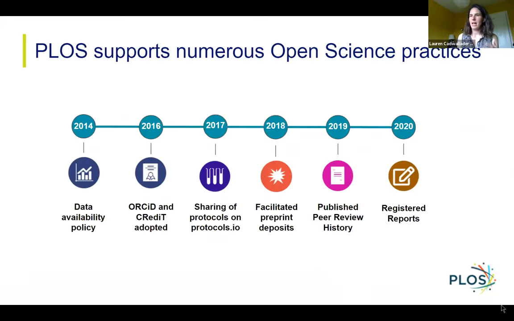For those of you who don't know PLOS, we're a non-profit open access publisher, and open science is really core to our mission. So we've been adding open science features to our suite of journals from 2014, when we launched our mandatory data sharing policy, right up to the present day, where we're working to push open science forward and including all sorts of different open science practices.